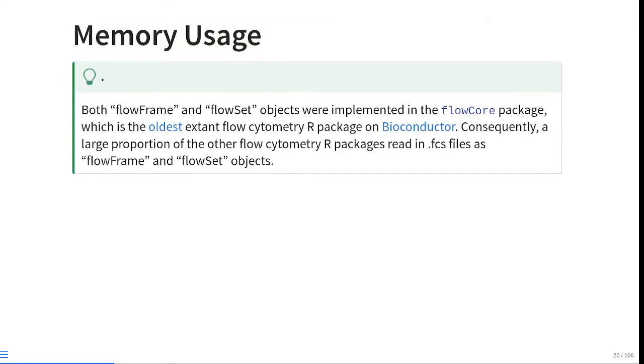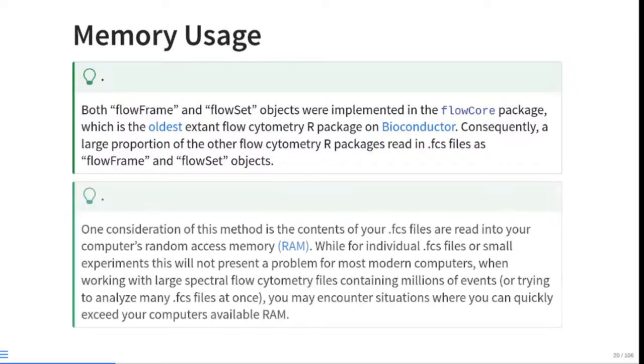All right, so both flowFrame and flowSet objects were first implemented in the flowCore package, which, as we saw, is the oldest extant flow cytometry package within Bioconductor, being about 19 years old at this point. Consequently, a vast majority of the R packages that work with flow cytometry data in R are able to handle flowFrame and flowSet style objects. Now, one consideration of using this method is you're actively reading the contents of your FCS file into your computer's random access memory, or RAM. If you're working with just individual FCS files or very small experiments, this is not going to be a problem for most modern computers.